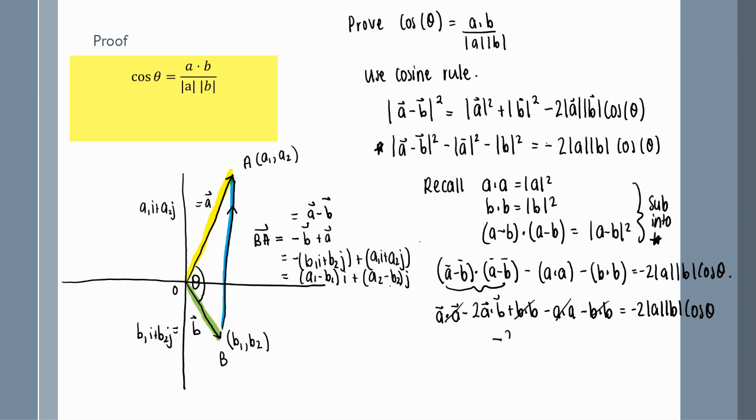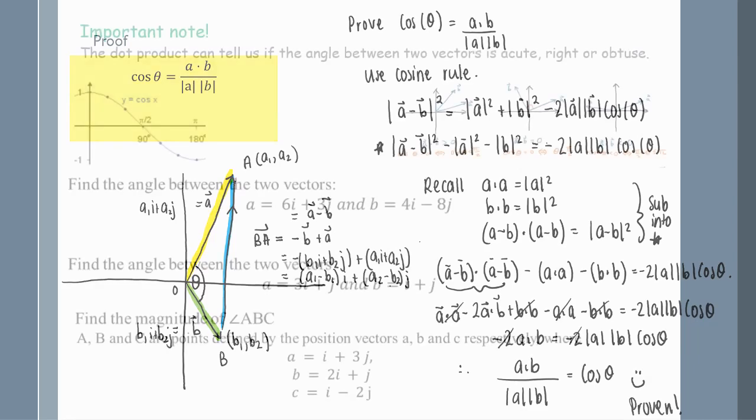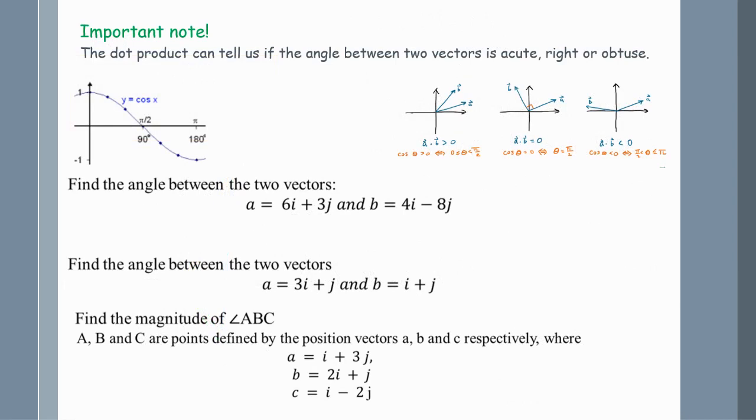Notice that the a dot a's will cancel and the b dot b's will also cancel, which means, voila, the left-hand side is minus 2a dotted with b, equal to minus 2 times the length of a times the length of b times cos theta. We can cancel out the minus 2's from both sides, and we have a wonderful equation here. Cos theta indeed equals the dot product of a and b over the length of a times the length of b. And we have proven this handy formula.